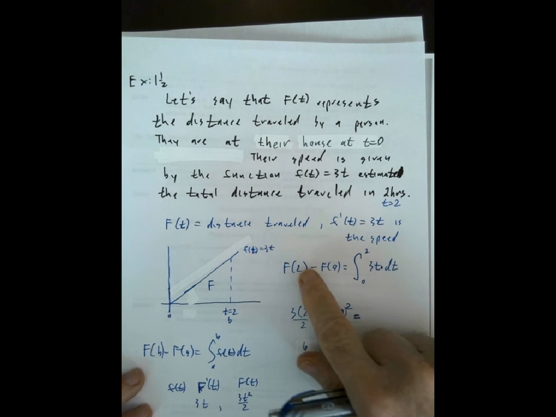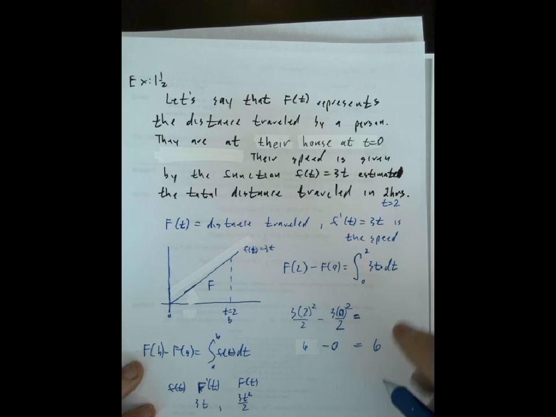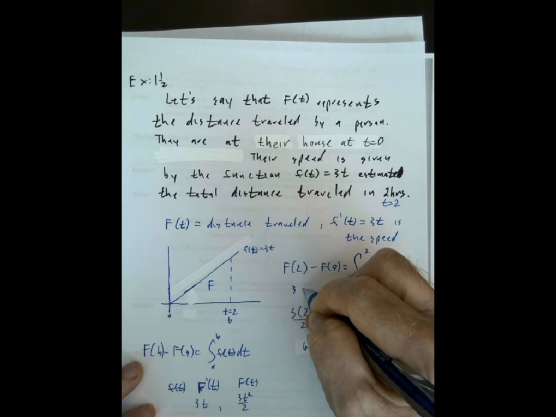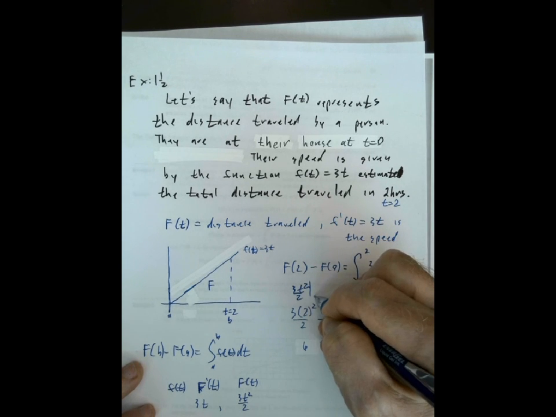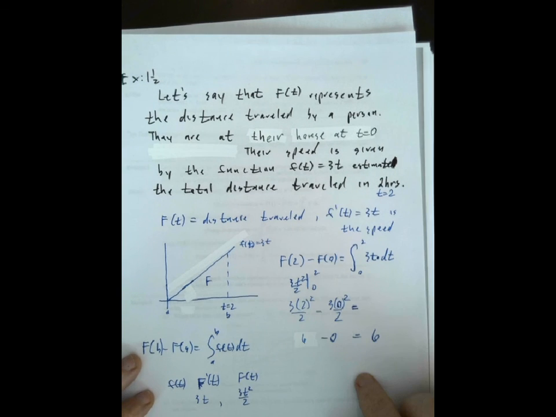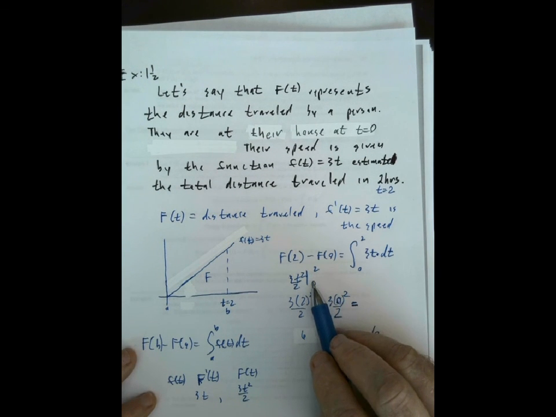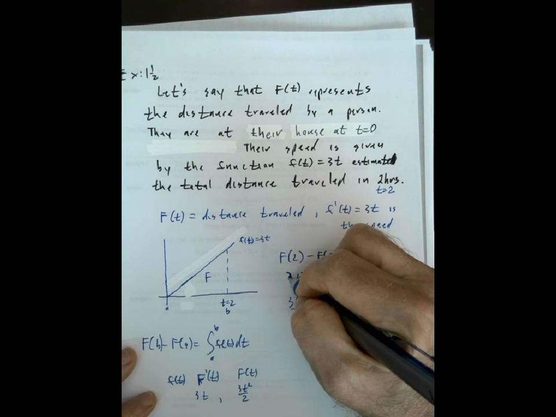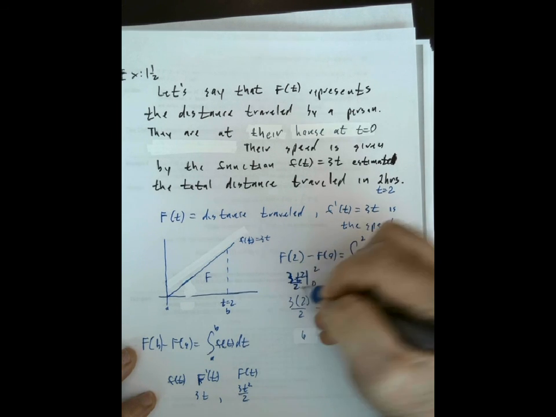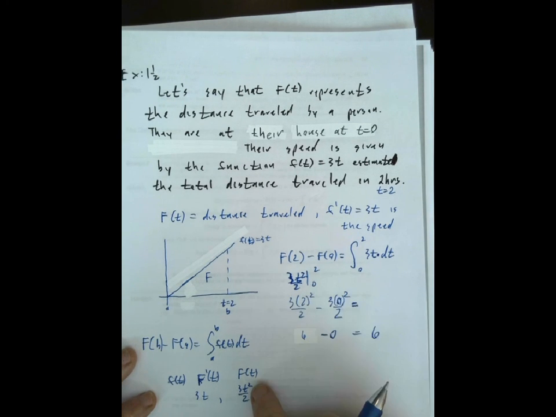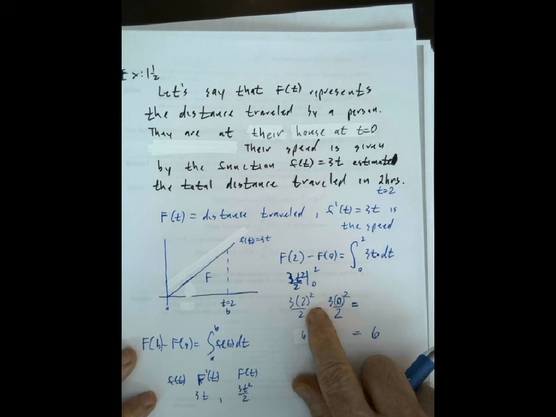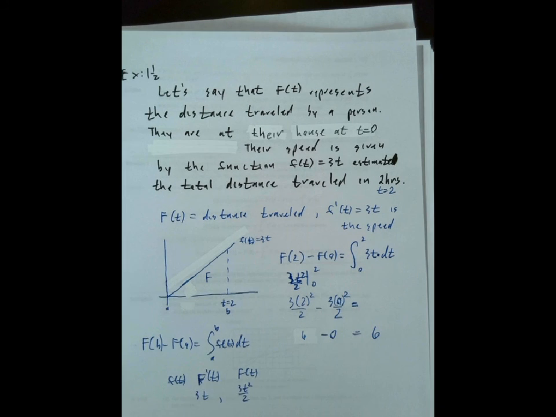We took the antiderivative of 3t, which is 3t squared over 2, evaluated from 0 to 2. I wrote that kind of small, but it looks like this. We just take our antiderivative, 3t squared over 2. At 2 that works out to be 6, and at 0 that works out to be 0. So the exact distance traveled is equal to 6. If you can evaluate the antiderivative, that's how it works.